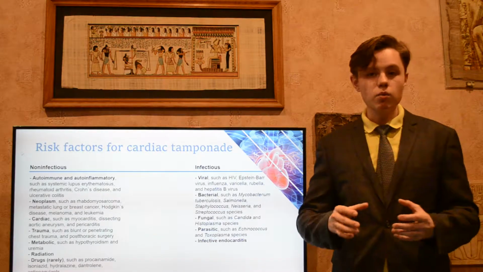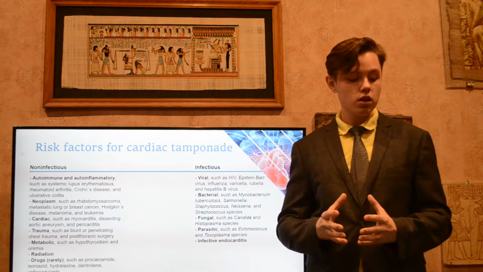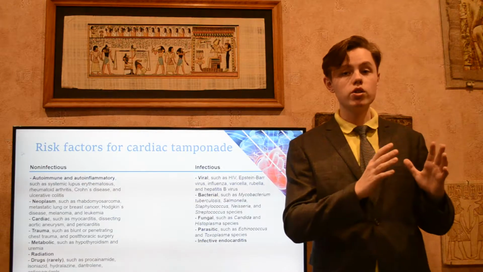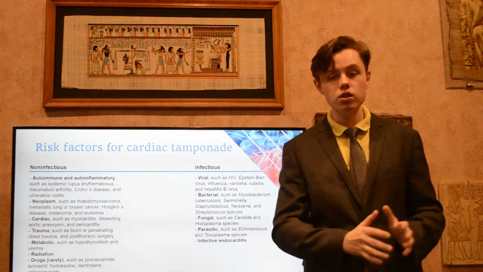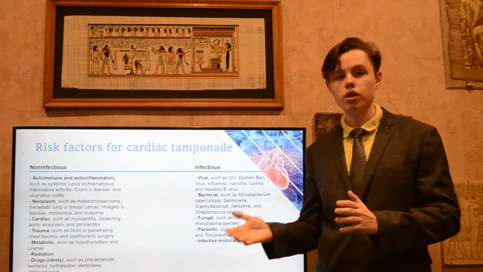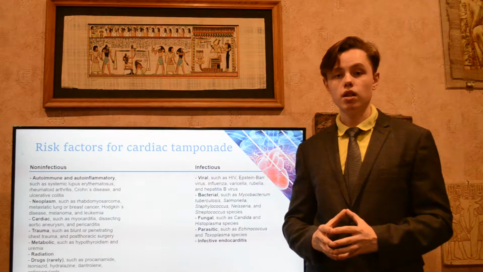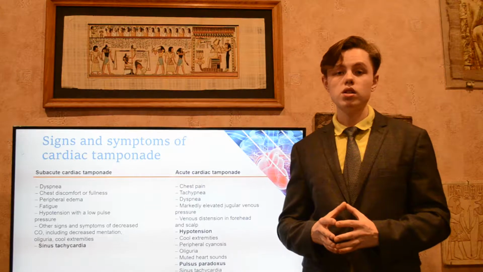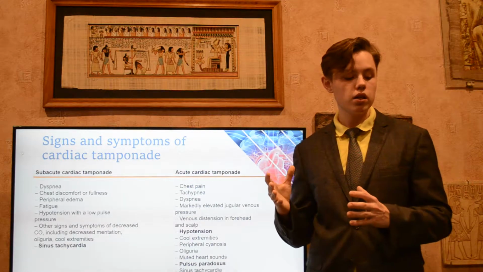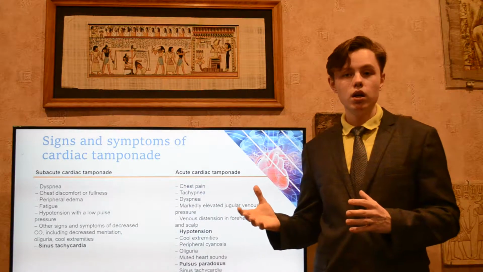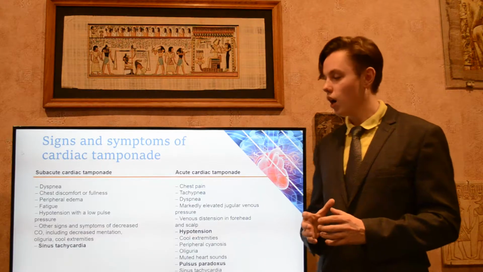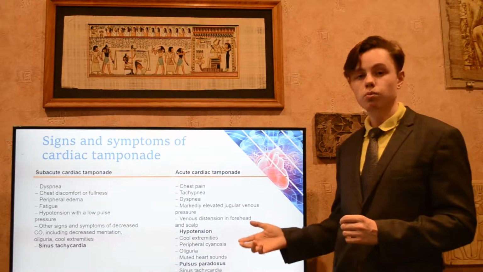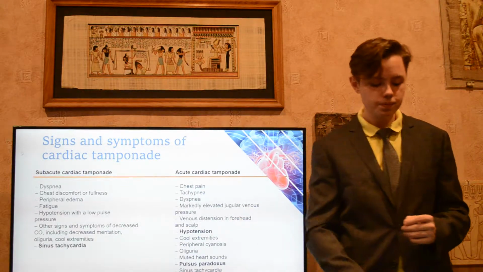Here you can see the most common risk factors for cardiac tamponade. They can be divided into two categories, infectious and non-infectious. The list of them you can see on this slide. On the next slide you can see signs and symptoms of cardiac tamponade. The most important of them are sinus tachycardia, hypertension and pulsus paradoxus.